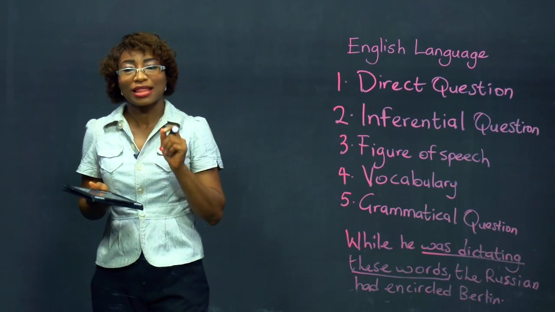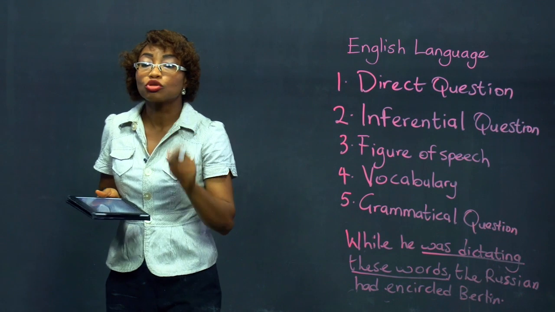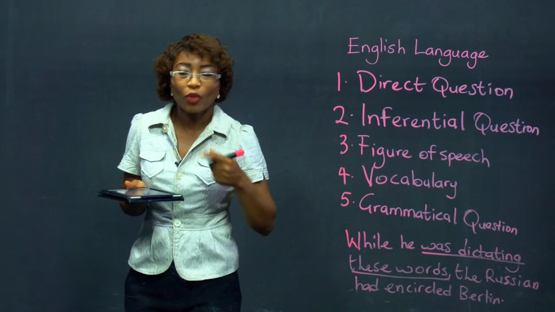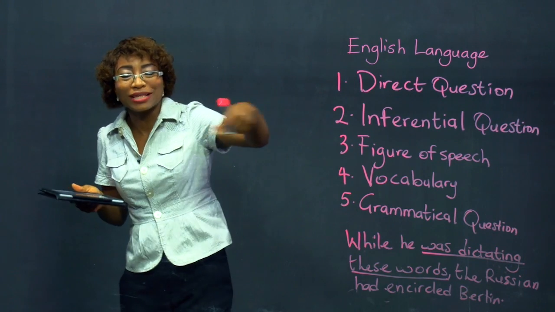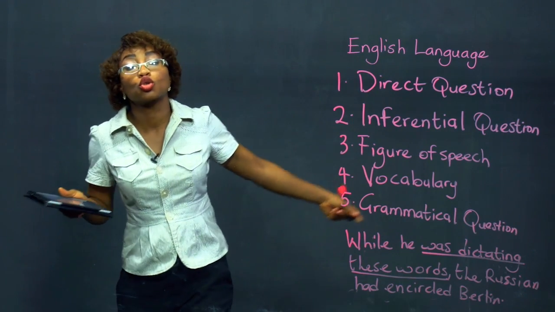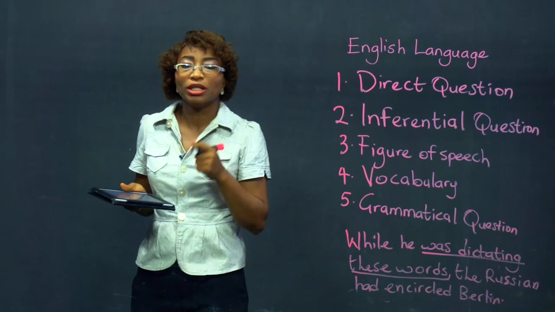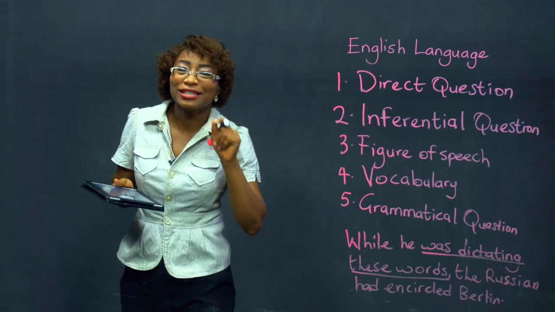I told you before that an adverb tells you much more about a verb. Let's look at the sentence again. While he was dictating these words, the Russians had encircled Berlin. Now, was dictating these words. What is he doing there? It is telling us what he was doing when they were encircling. Encircling means to go round. They had surrounded. Encircling means to surround the place. So what was happening while they were encircling Berlin? He was dictating these words.